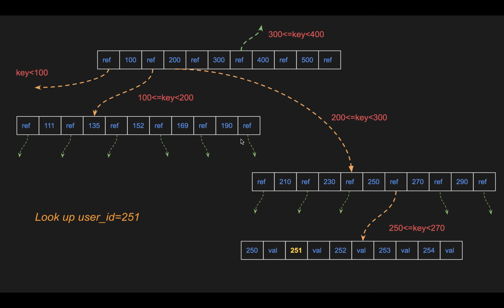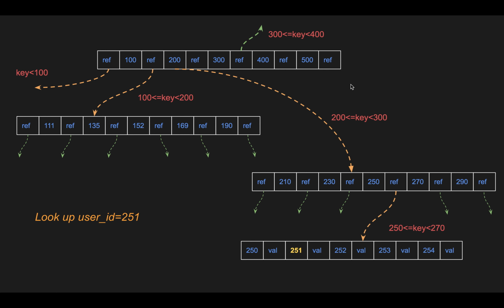So let's say we have a B tree here which stores the user IDs for a database, and we want to look up the user ID 251. In a B tree, one page is designated as the root of the B tree. Whenever you want to look up a key in the index, you start from the root. In this example, the page at the top is the root of this B tree. Every page contains several keys and references to the child pages. In this root page, we have all the references pointing to the child pages, and this root page is responsible for these keys: 100, 200, 300, 400, and then 500.